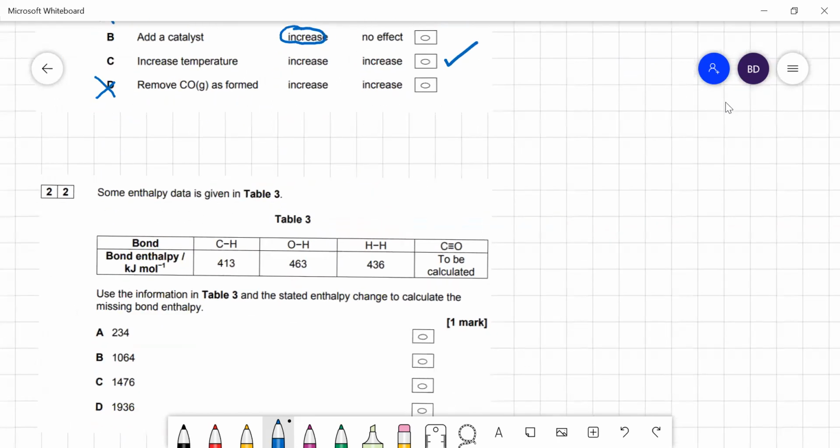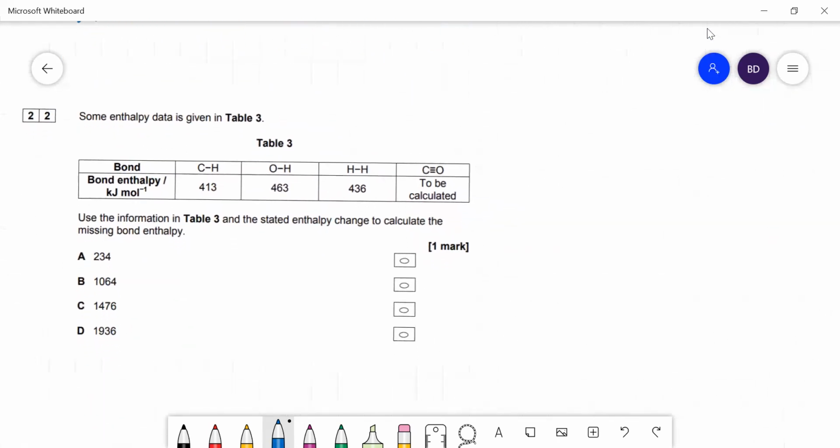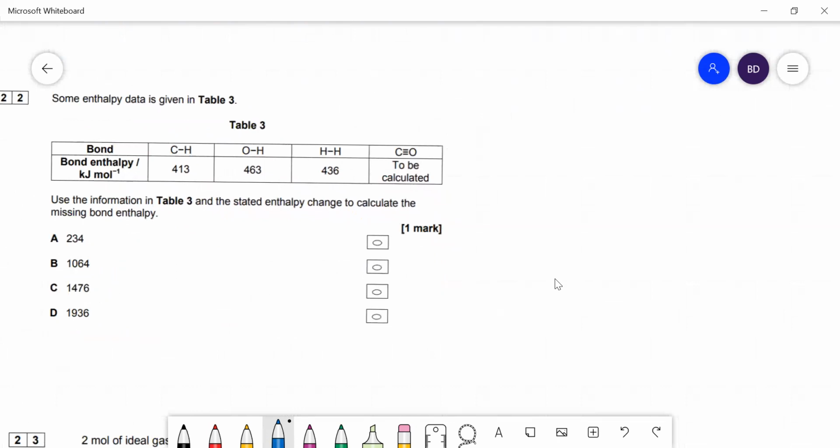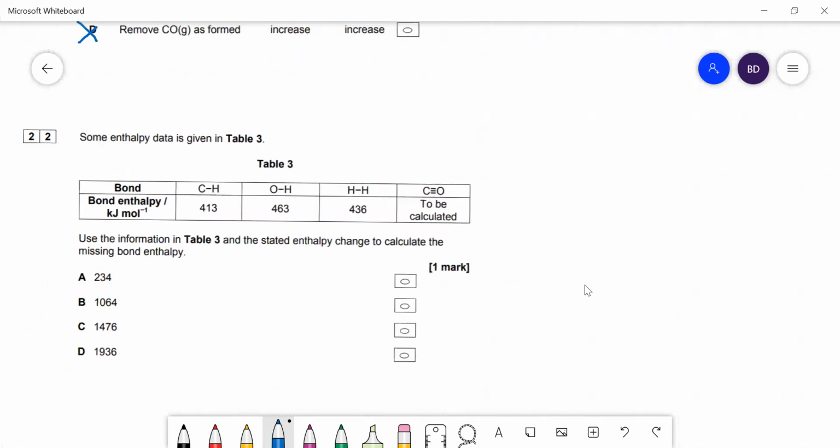22. Bond enthalpy calculation. Okay, so use those values to calculate the unknown one. Okay, right, so we need to write down the equation there. So we've got methane. I'm going to write it down as the bonds. So we've got, there's methane, and we've got water, and that's going to give us carbon monoxide and 3 lots of hydrogen.